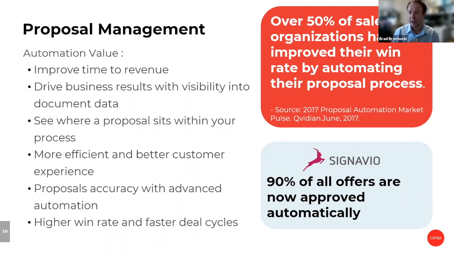So what I did is I identified 7 use cases that can help you move in the right direction for your automation revenue transformation. The first one is proposals. To summarize, companies need to generate on-brand and personalized quotes and proposals without manual processes. Avidian states, as you can see on the slide, that over 50% of sales organizations have improved their win rate by automating the proposal process.